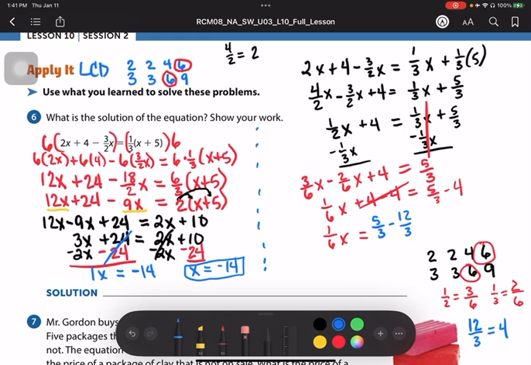Okay, so 5 minus 12, you have a positive 5 minus 12. Go ahead and do the math when you subtract. You should have gotten negative 7/3.